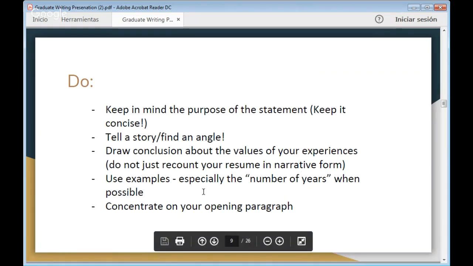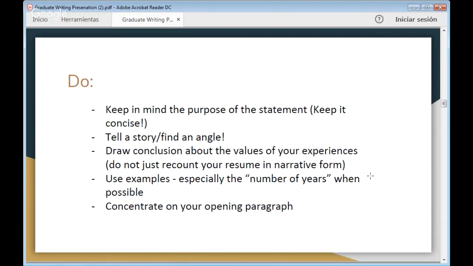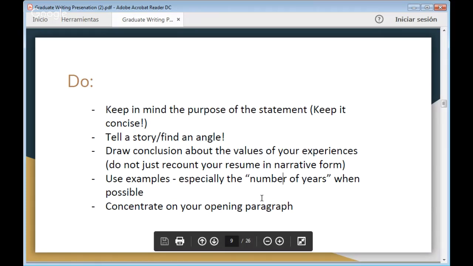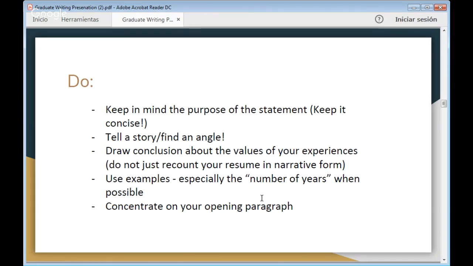Use examples, especially the number of years when possible. I think it's just a good idea to include all of the concrete details possible. So if you're able to say I was volunteering at this organization for 5 years rather than just I was interning there in general, it's going to provide a little bit more validity to your application.